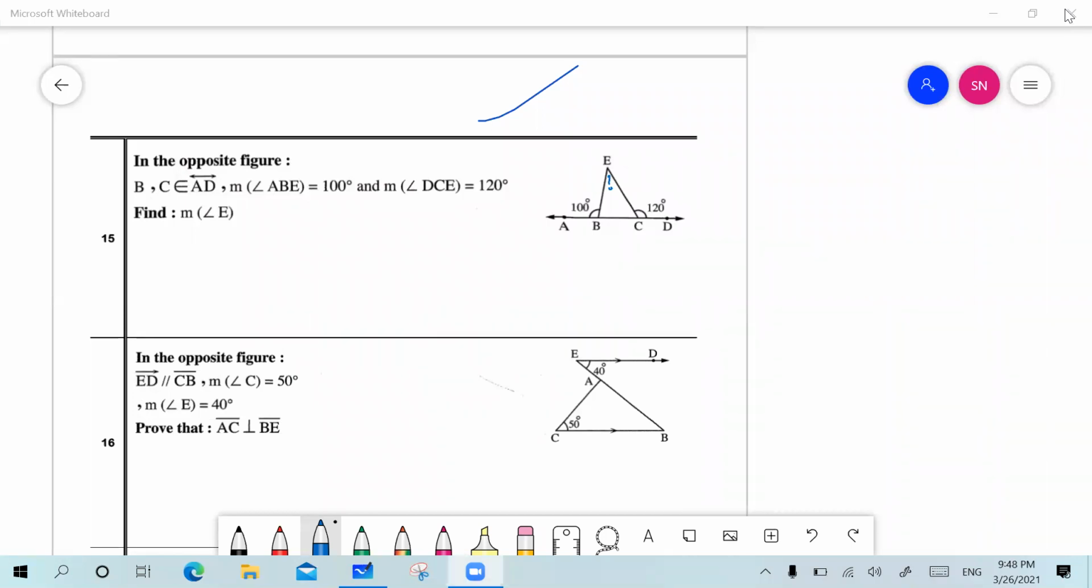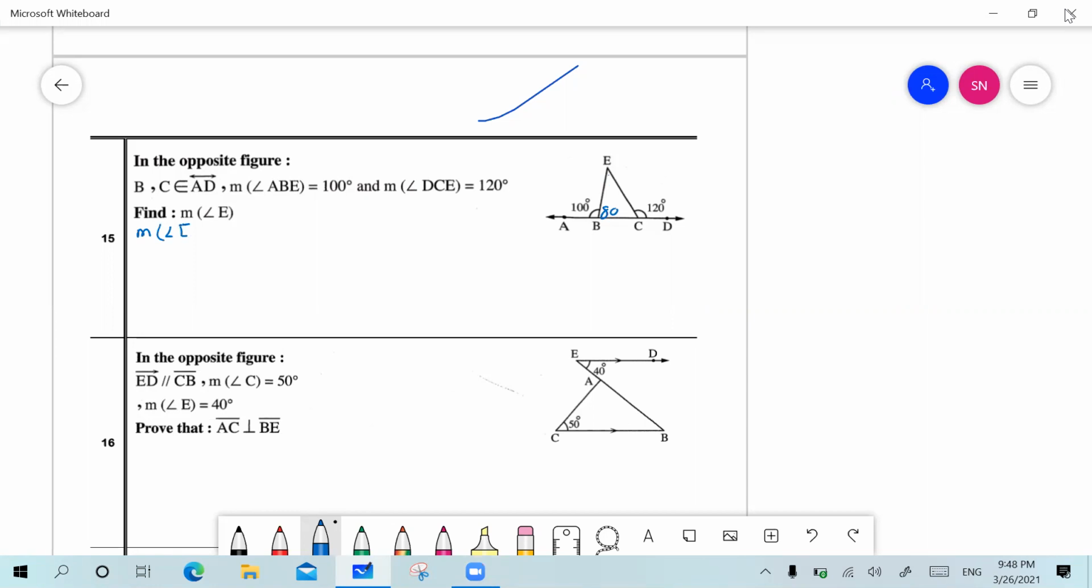Mustafa? Yes, Miss. Since AD is a straight line, okay, so I'll do 180 minus 100, 180 minus 120. First of all, here is a straight line, so this means that this angle is equal to 180. So this angle will be equal to 80 degrees, right? Yes. And the other angle is 60. I can write it first.